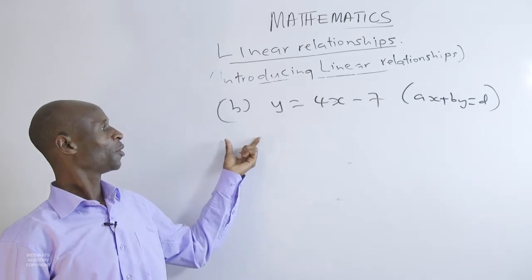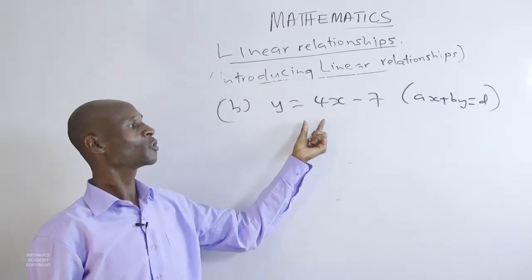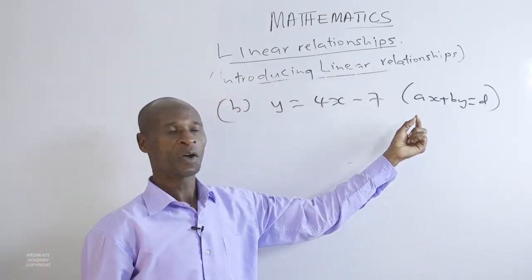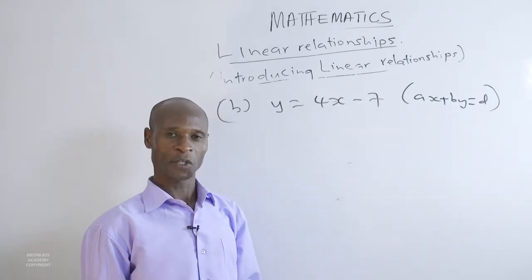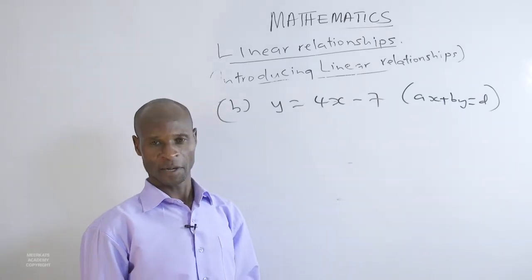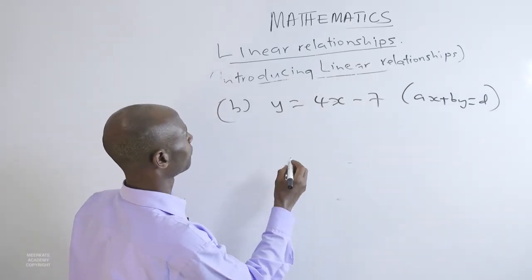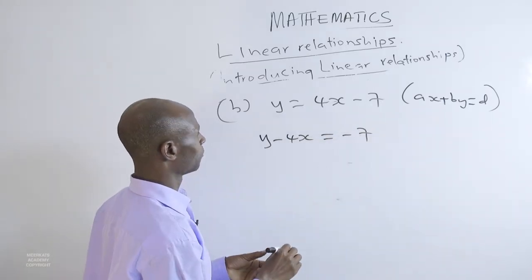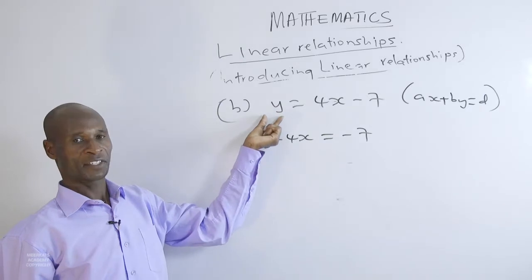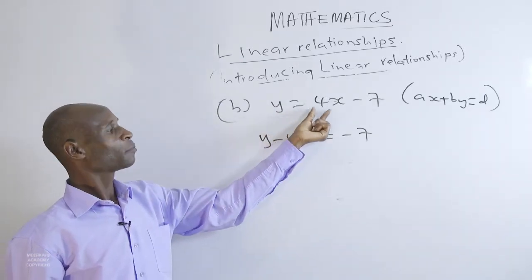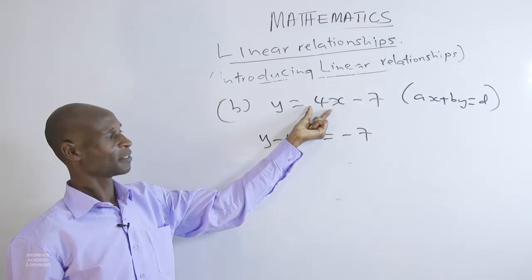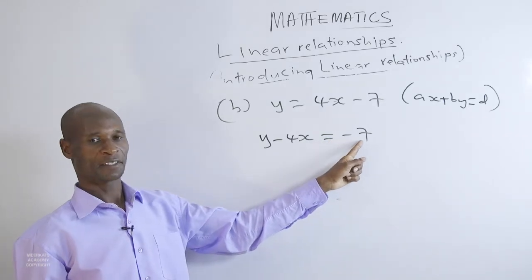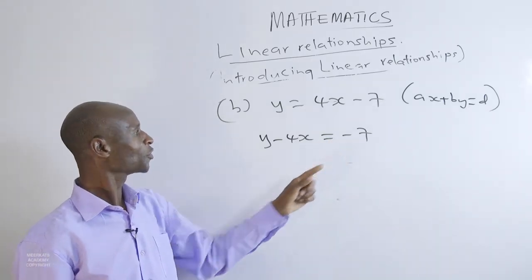In our last part, we are going to express the equation y is equal to 4x minus 7 in the form ax plus by is equal to d, where a, b, and d are constants, while x and y are variables. So in this case, we subtract 4x from both sides. So it will be y minus 4x is equal to negative 7.